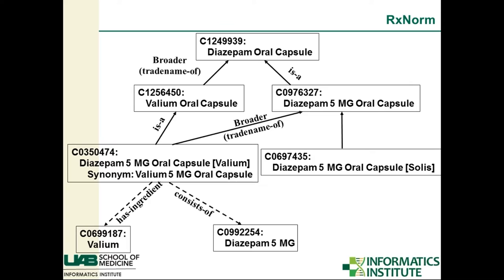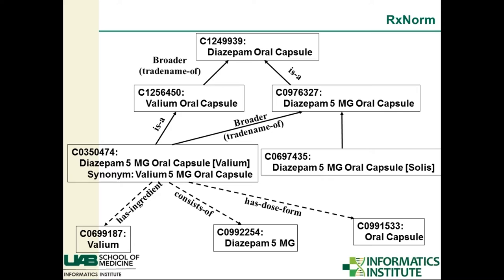And so that's another brand name. And they have this trade name relationship with the clinical drug. And then there are other kinds of ways of classifying this thing. So diazepam oral capsule, Valium oral capsule, so on. What they don't have is a hierarchy of the uses of the drug. So they don't have that this is a tranquilizer, for instance. RxNorm doesn't have that classification scheme, so that's kind of a downside.